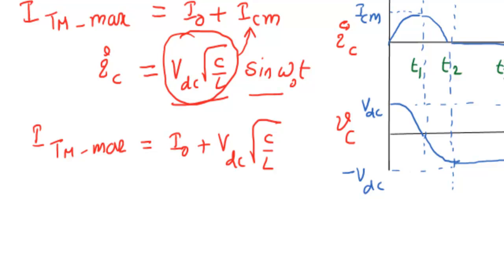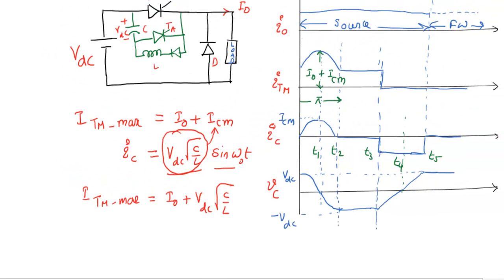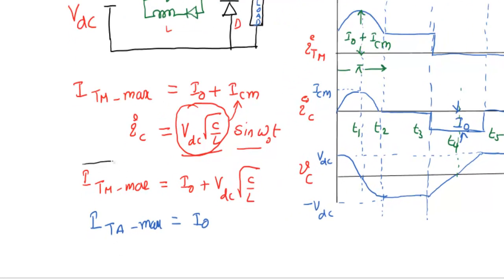Another one we need to look at is the maximum value of the auxiliary thyristor current. If you look at these waveforms, when the auxiliary thyristor is in conduction, that means when the main thyristor is commutated, that is from T3 onwards, what is the current flowing through the capacitor, which is the same as the auxiliary thyristor current? As we already discussed, this current is nothing but the load current only, I0. So the maximum current flowing through the auxiliary thyristor is I0. These are the two important equations we need to remember with respect to the voltage commutation circuit.